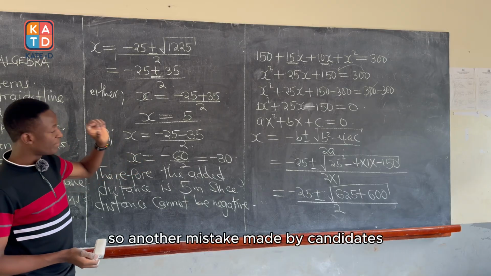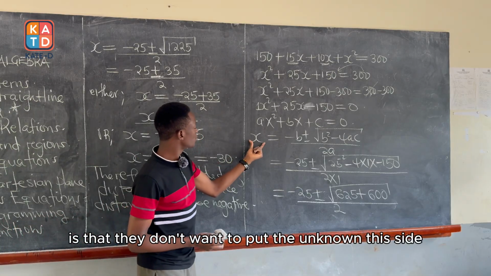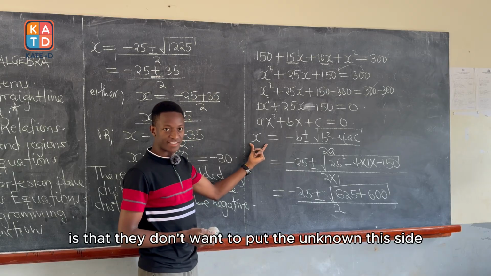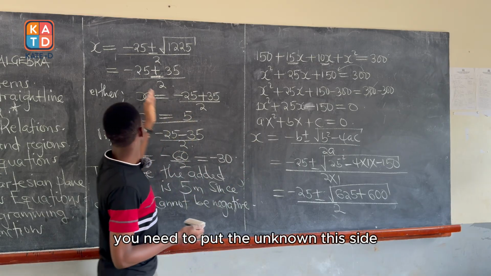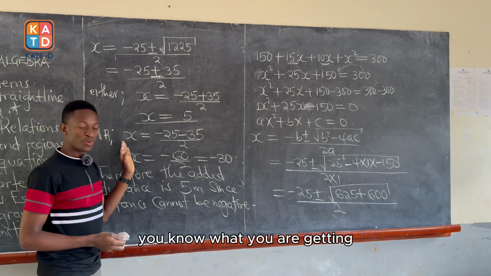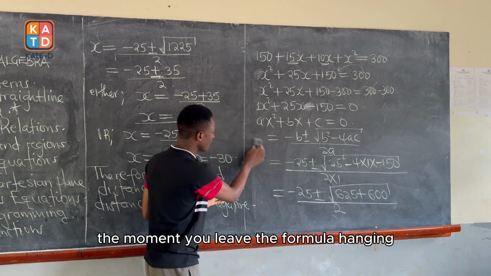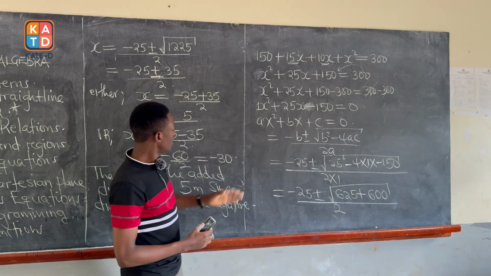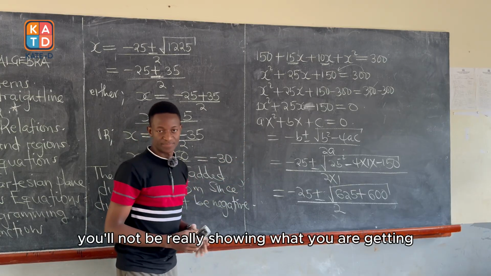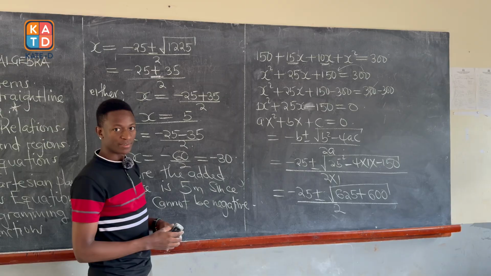So another mistake made by candidates is that they don't want to put the unknown this side. You need to put the unknown this side so that at the end of it all, you know what you are getting, what you are finding. The moment you leave the formula hanging, this quadratic formula, you will not be really showing what you are getting.